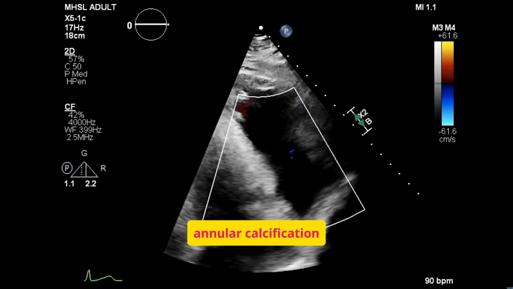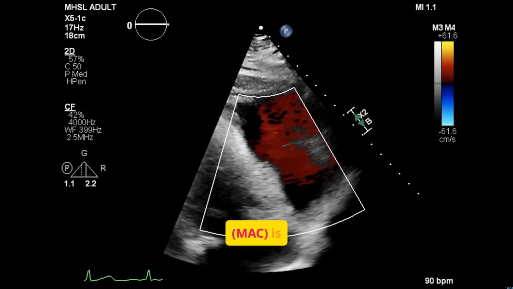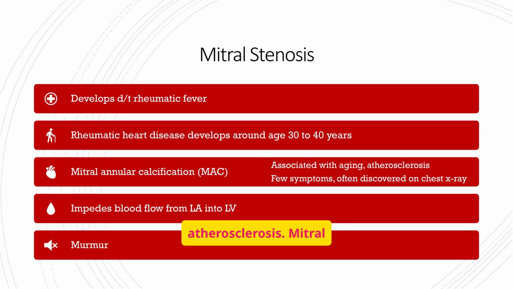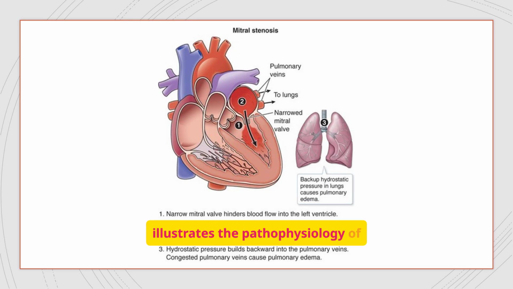Mitral annular calcification, MAC, is associated with aging and atherosclerosis. Mitral stenosis impedes blood flow from the left atrium into the left ventricle, resulting in a characteristic murmur. This diagram illustrates the pathophysiology of mitral stenosis.